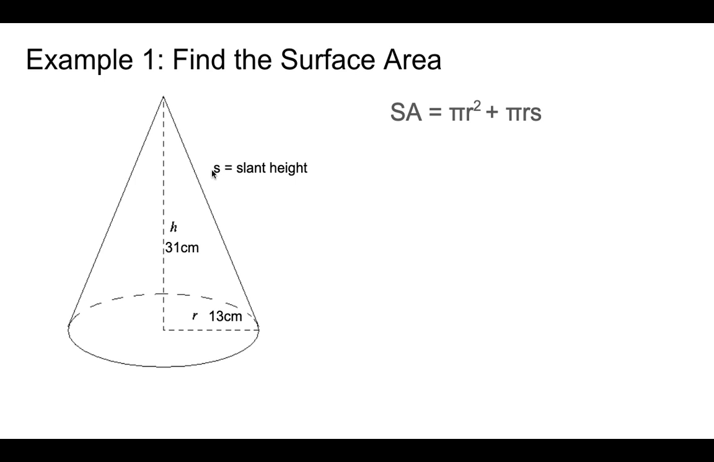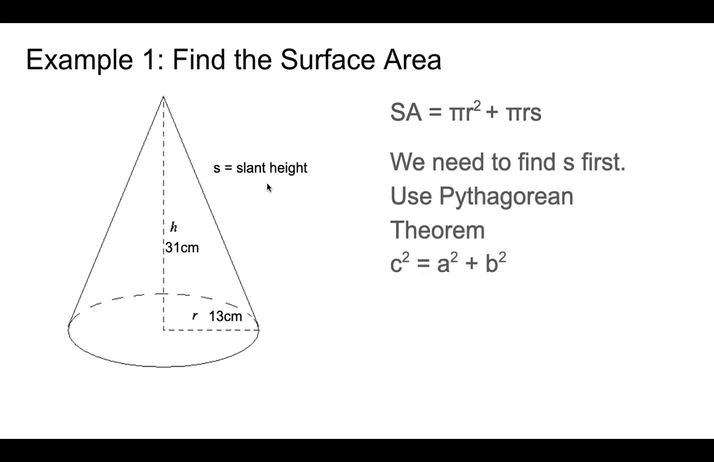So we're not told what the slant height is. If you're not told what it is, you can find it by using the Pythagorean theorem. Notice how this is a triangle. Okay, so Pythagorean theorem is c squared equals a squared plus b squared. Our s is the hypotenuse, so it goes in for c, and then our other two sides can go in for a and b. So s squared equals 13 squared plus 31 squared.